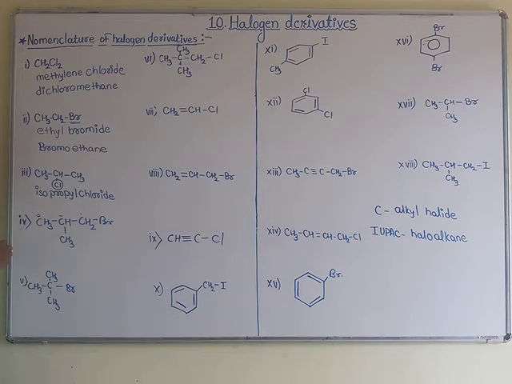What is its IUPAC name? The IUPAC name of this compound starts with chloro, and the position of substitution is also important here. Numbering starts from the right side or left side, so that the position of chlorine is 2, not 1. So 2-chloropropane is the IUPAC name for this third compound.